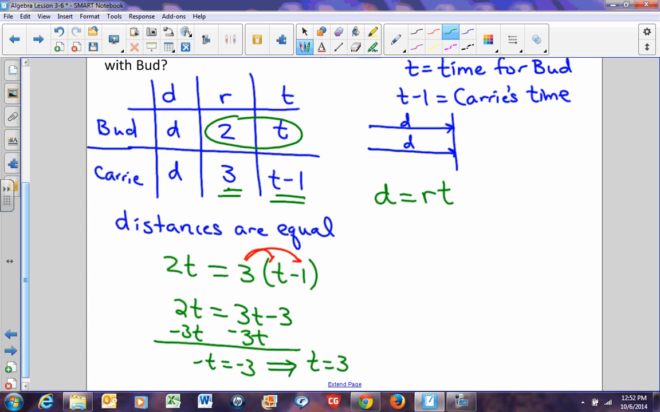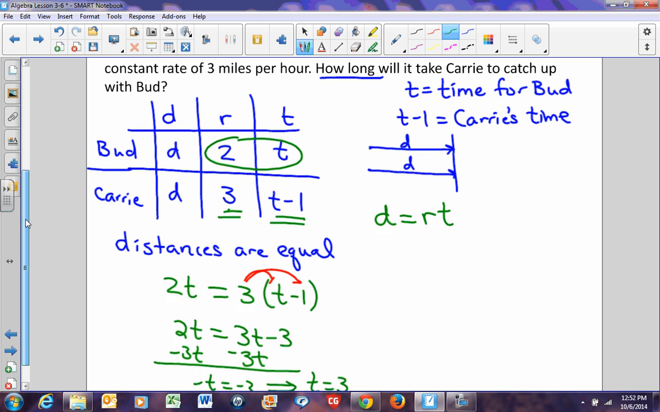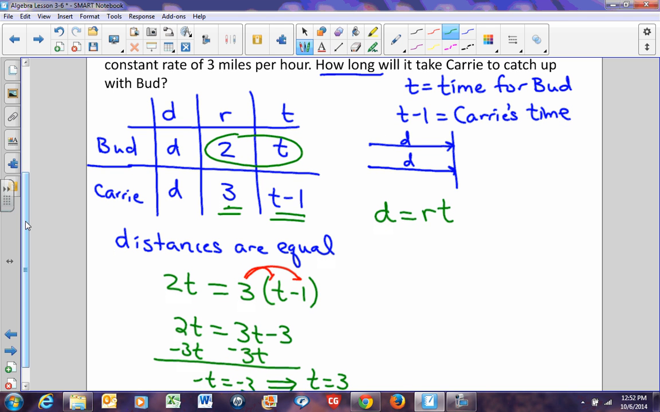If you remember, t is the time for Bud. What did the question ask us? How long will it take Carrie to catch up to Bud? So we're not going to say it'll take her 3 hours because she went 1 less hour than Bud did. So it will take t minus 1, so 3 minus 1 equals 2, so it will take Carrie 2 hours.